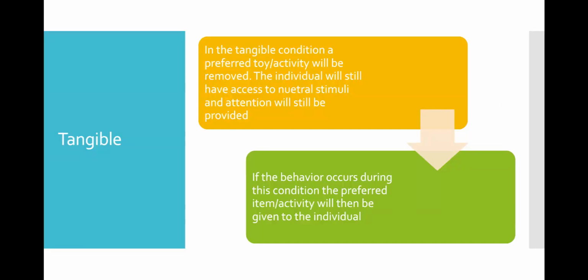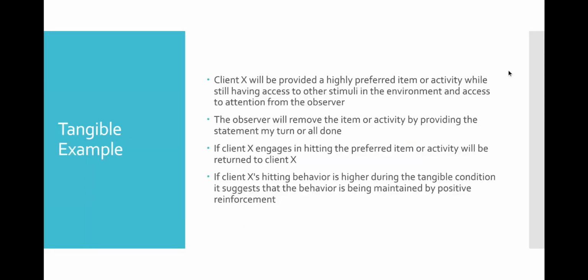Tangible. In the tangible condition, a preferred toy or activity will be removed, the individual will still have access to other stimuli that's in the environment and attention will still be provided. If the behavior does occur during this condition, the preferred item or activity will then be given to the individual. So for the example, client X will be provided a highly preferred item or activity while still having access to other stimuli in the environment and access to attention from the observer.